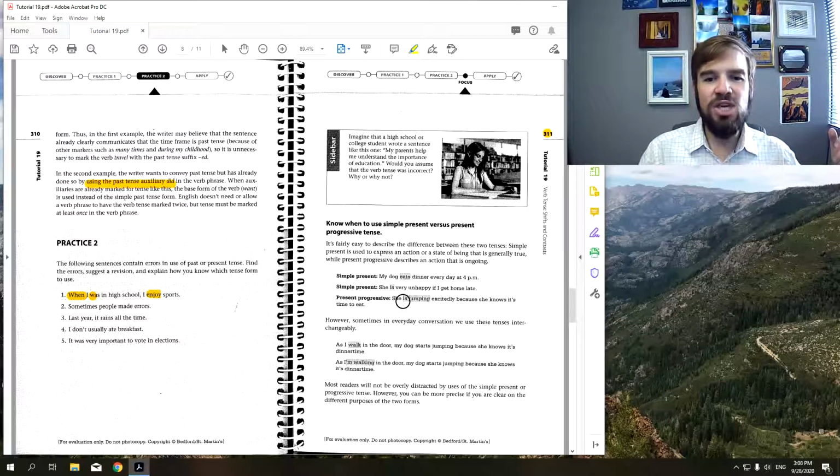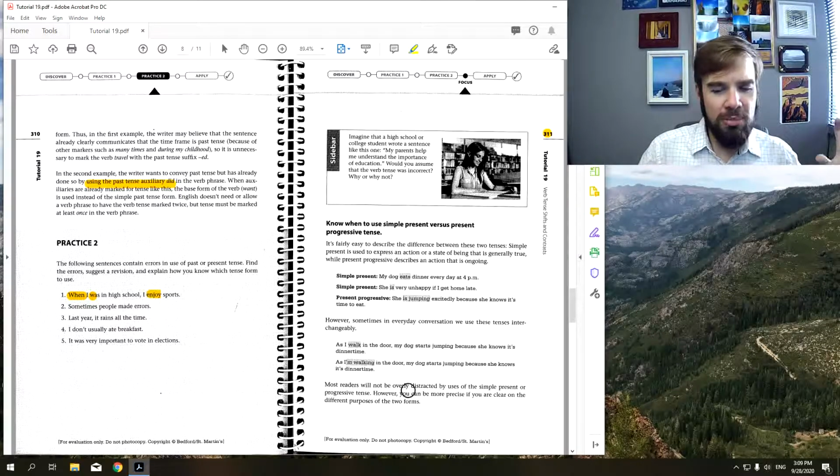Present progressive: she is jumping excitedly because she knows it's time to eat. However, sometimes in everyday conversation we use these tenses interchangeably. As I walk in the door, my dog starts jumping because she knows it's dinner time. As I'm walking in the door, my dog starts jumping because she knows it's dinner time.